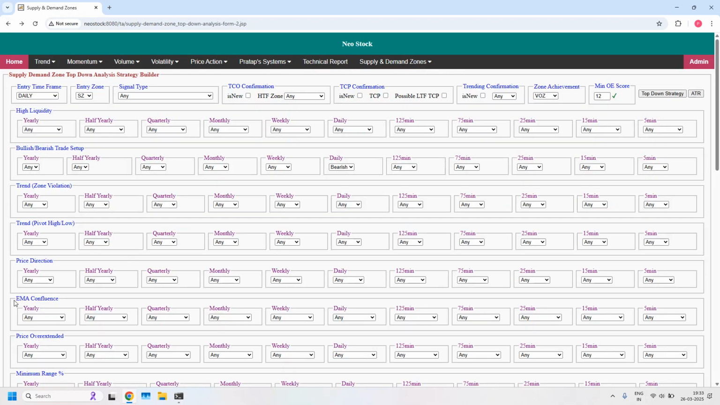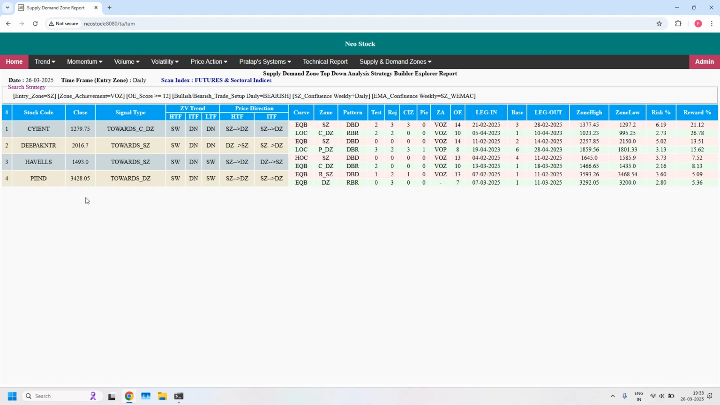Let's verify. Weekly time frame, checking weekly supply zone having weekly EMA confluence. So out of 5, 4 are filtered. So these 4 daily supply zones are having even more high probability to get success. See, that is the reason why this stock is already tested 3 times. This is already tested 2 times. Okay. This is LTF, ITF specific.